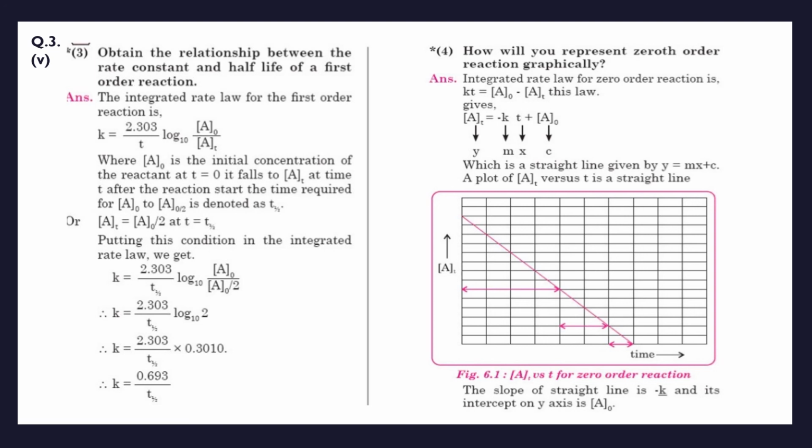Fifth question, how will you represent zeroth order reaction graphically? The integrated rate law for zero order reaction is kt is equal to A0 minus At. This can be written as At is equal to minus kt plus A0. This is of the form y is equal to mx plus c, which is the equation of a straight line. So if we plot At versus t, it's a straight line. The slope of the straight line is equal to minus k and its intercept on y-axis is equal to A0, that is the initial concentration.